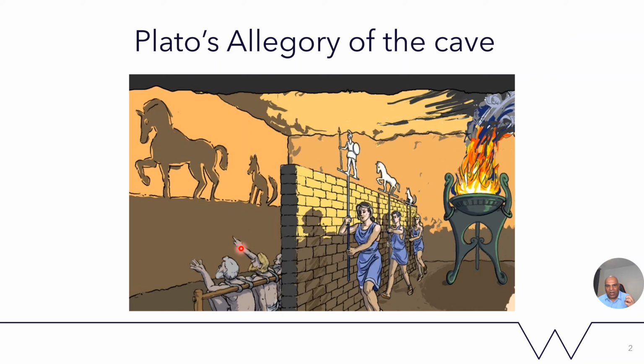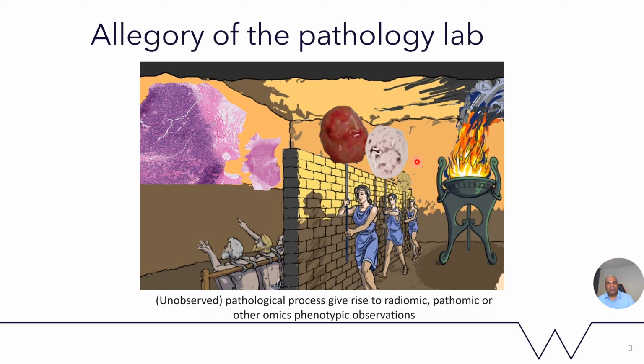Our goal as these chained prisoners is to deduce what is actually going on out in the real world. This is quite similar to what happens in the pathology lab, in which we have a disease mechanism, let's say giving rise to a tumor, but we are not directly able to observe it. What we do observe is the phenotypic effect of that disease in, let's say, hematoxylin and eosin stained tissue or radiomics or pathomics. And our goal is to use these phenotypic observations to make deductions about the pathological processes that may give rise to these.